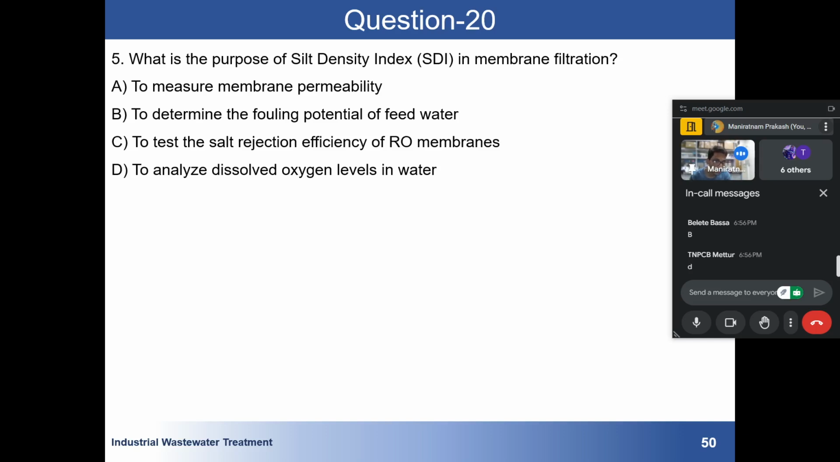Belete Basa. BB, then we have TM. I don't know how to pronounce your name. That's why I'm not able to read your name. Metours. D. We have one answer D.